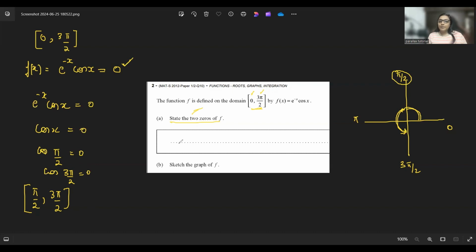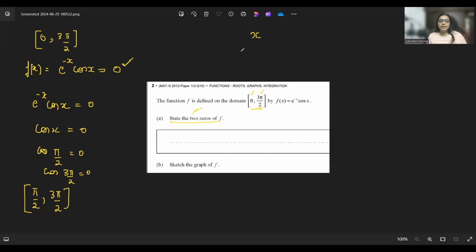Now comes the second part. So I hope you understood the two zeros, right? I think it is 2 marks. Let me just check how many marks this question holds. So it is 1 mark. Okay, 1 mark. Then comes the next question, which is also a 1 marker. And we have to sketch the graph of this function. Now let's see how we sketch the graph, right? So we're going to draw a table here.